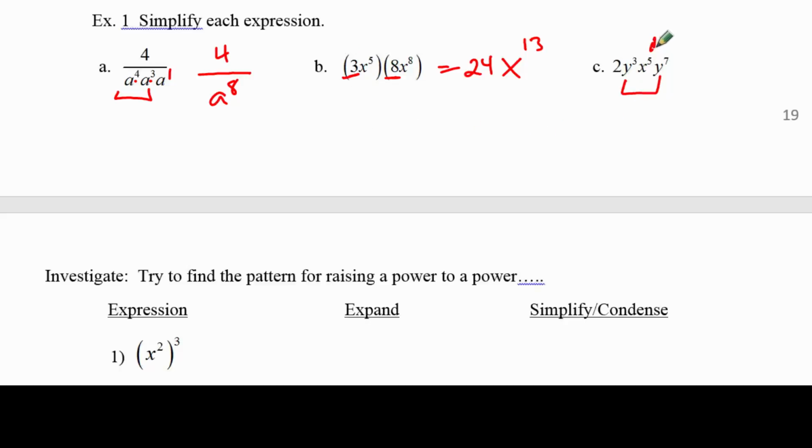Now, be careful that you don't just lump all these together. This should be 2x to the 5th, y to the 8th. Add the y's, there's nothing to add to this x in the middle. Alright, so that's the rule we've got so far. That's what happens when we multiply. Let's see what happens when you take an exponent to an exponent.